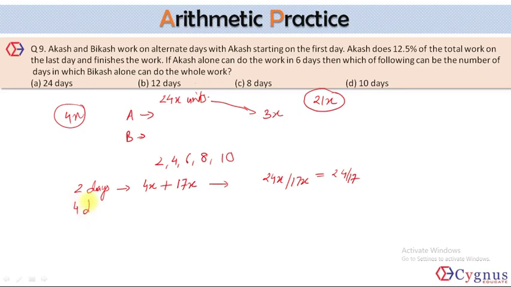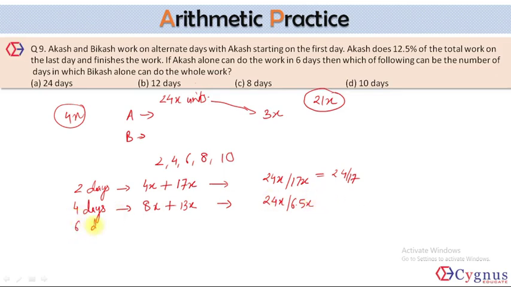If we assume that the whole work was finished in 4 days. So 2 days Akash will work. He'll finish 8x units out of 21. So the remaining 13x units will be finished by Bikash in 2 days. So his 1 day's work should be 6.5. So his efficiency will be what? 24x units work will be done by him alone in how many days? 24x by 6.5x days. This is the second one.